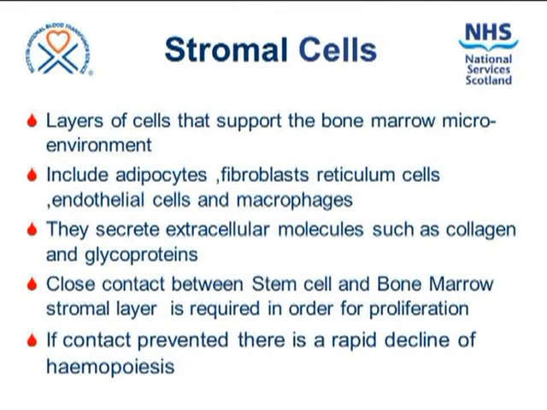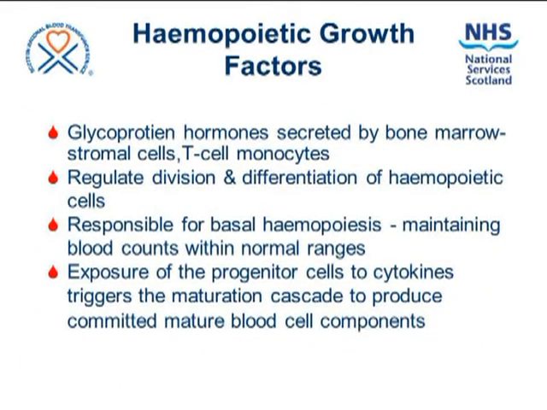Subsequent processes, proliferation, differentiation, migration and death of stem cells and their progeny are controlled by external cues provided by this microenvironment. Some examples of haemopoietic growth factors are erythropoietin, the stimulating hormone for erythropoiesis, and thrombopoietin, a hormone from the liver which stimulates megakaryopoiesis.